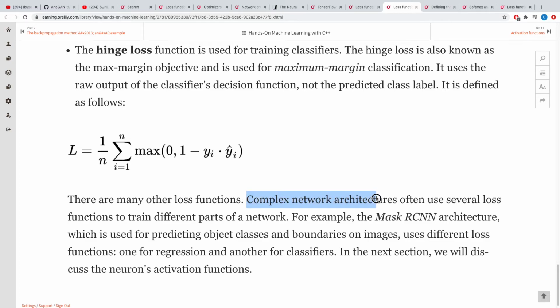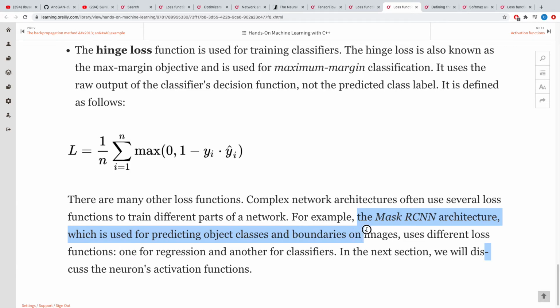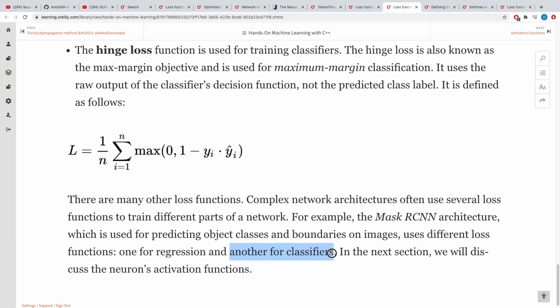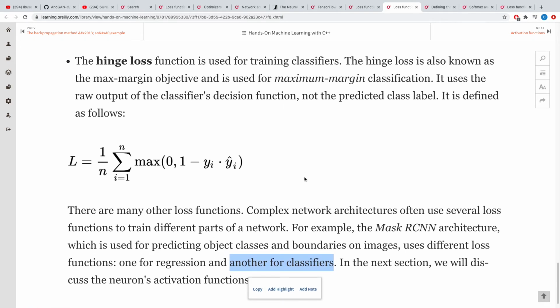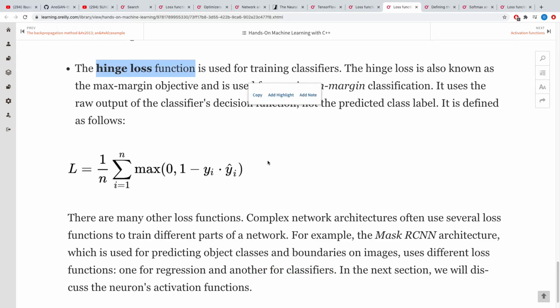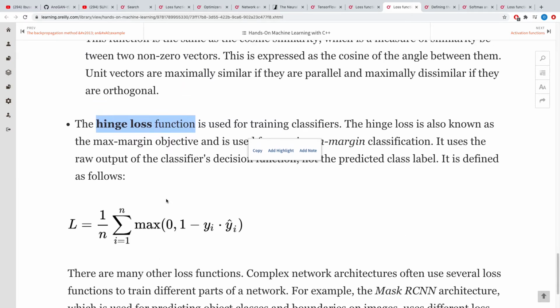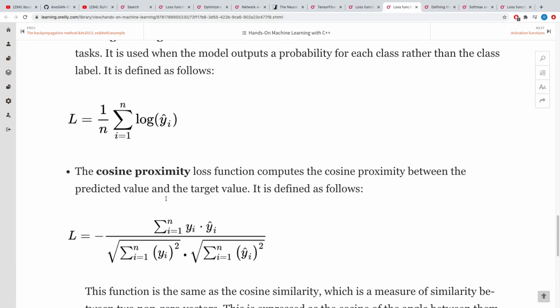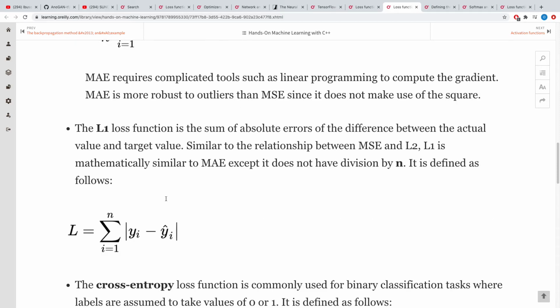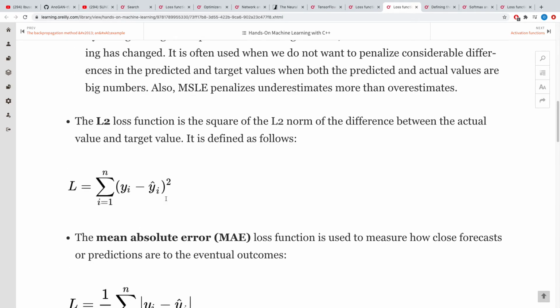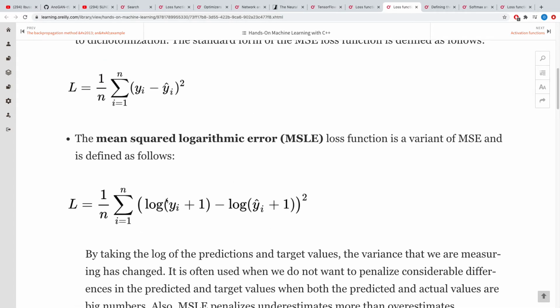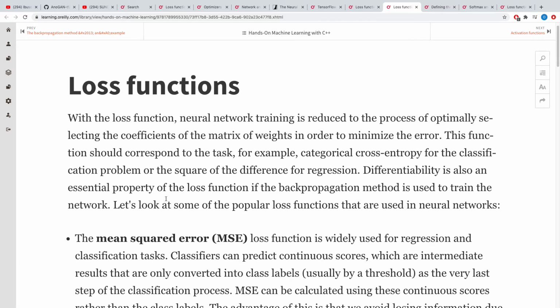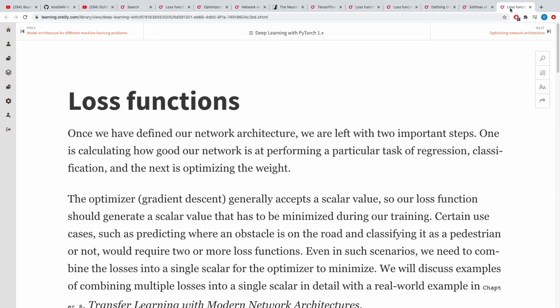This is a very good piece. You often have several loss functions to train different parts. For instance, the Mask R-CNN is used for predicting object classes and boundaries, and uses different loss functions. You have one for regression to predict the bounding boxes, another one for the classifier. So this is something we should have in our archive about these different loss functions, their advantages and disadvantages and their use cases. The hinge loss, the cosine proximity, negative log likelihood, cross entropy, L1 loss, mean absolute error, L2 loss function, mean square logarithm error, mean square error, and all this. They are very important.